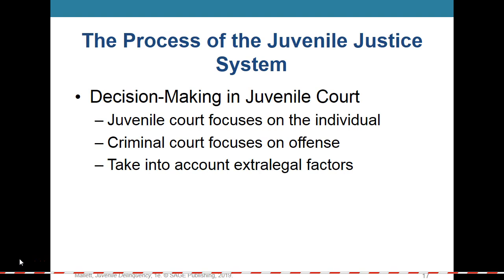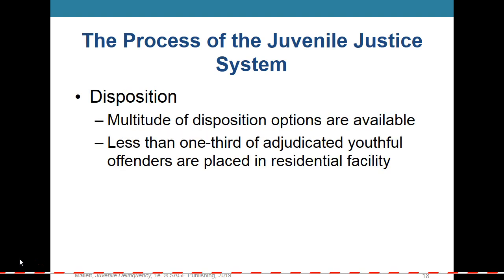The extra-legal factors can include family information, school records, any support system, history of drug and alcohol abuse, and even their work record. Now, through disposition, there are a multitude of disposition options that are available. Some of those include a warning, restitution to the victim, community service, counseling, confinement in a secure residential facility, and after release from a residential facility, the juvenile is often ordered to be under the supervision of the court or the corrections department. Less than 1/3 of adjudicated youthful offenders are actually placed in residential facilities.